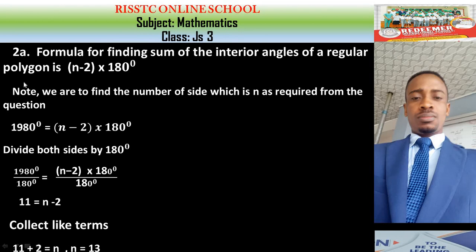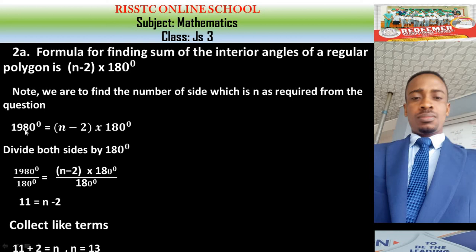Now, let's quickly move to question 2a. The formula for finding the sum of interior angles of a regular polygon is bracket open n minus 2 bracket close times 180 degrees. Note, we are to find the number of sides, which is n, as required from the question. Now, from the question, we were given 1980 degrees as the sum of all the interior angles of that particular polygon. We are to find the number of sides.